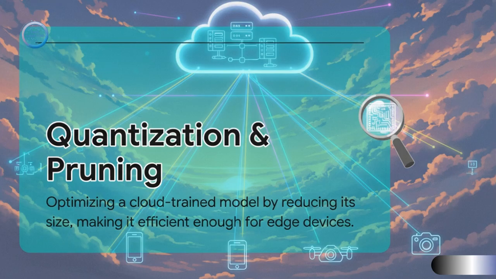It's incredibly accurate, sure, but it's also slow and power-hungry, way too big to run on a smart camera or a sensor in a car. So before it can get a job in the workplace, it needs to get specialized. This happens through optimization techniques like quantization and pruning.